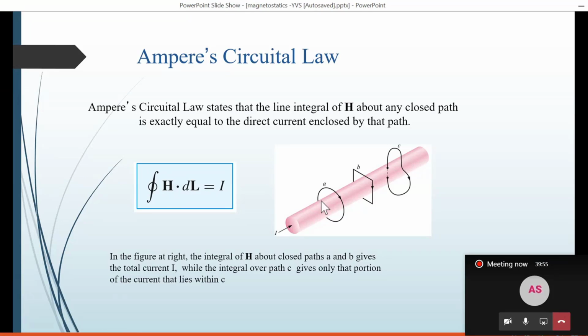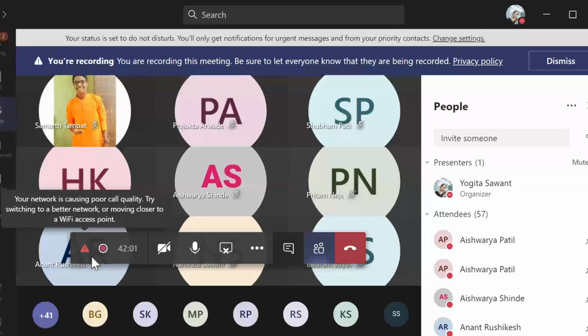If I circulate the H parameter, the magnetic field intensity, through a closed distance, in this case dl, then what I get is equal to I. So it is the closed line integration of H bar dot dl bar equal to I enclosed. This is Ampere's circuital law.